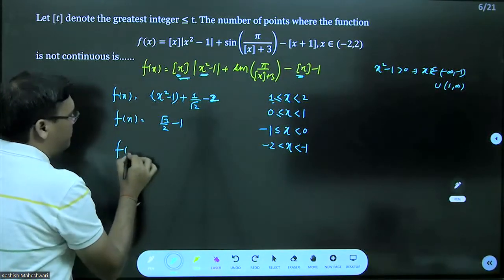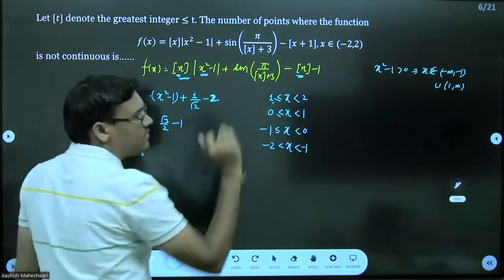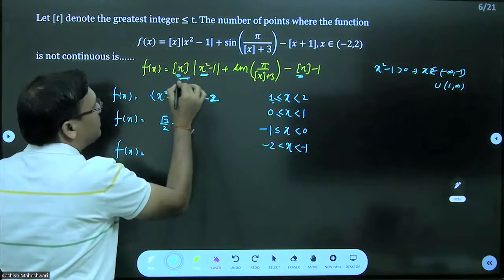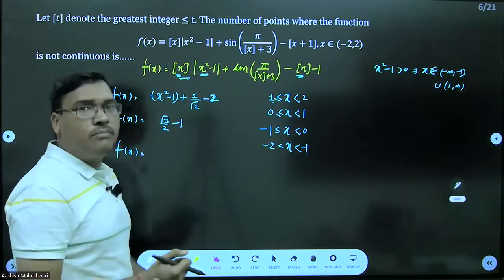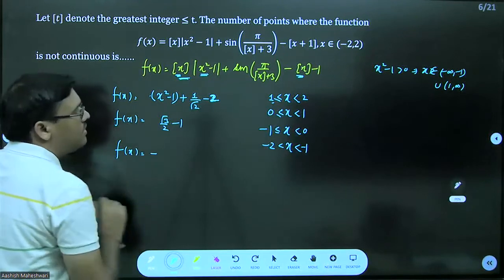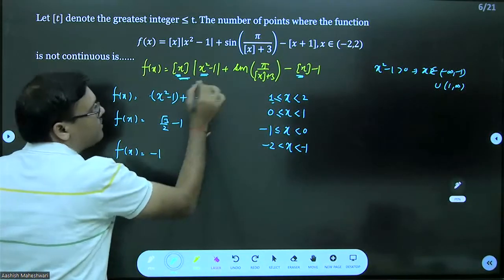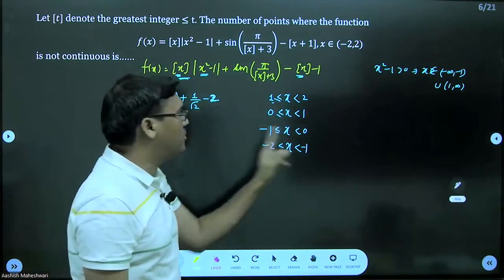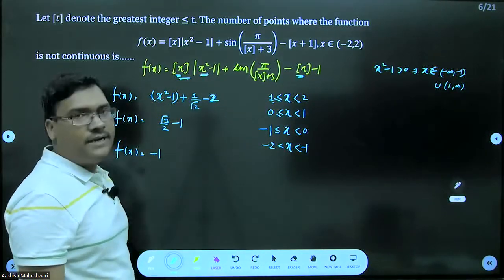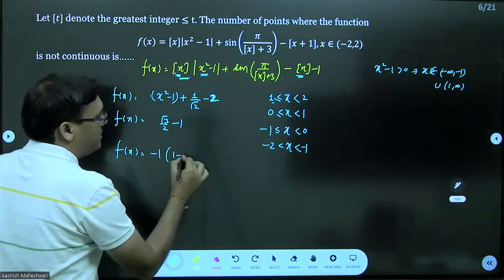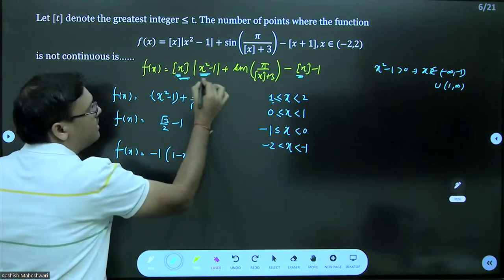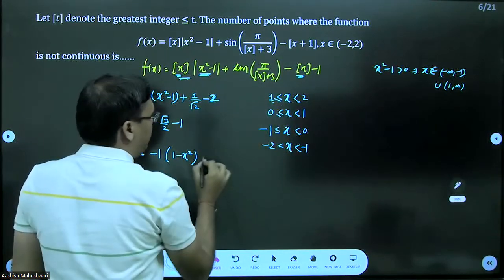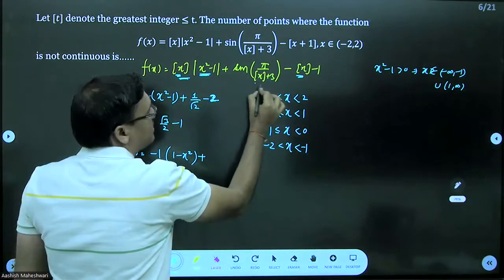What is f(x) in the interval minus 1 and 0? Between minus 1 and 0, the value of box of x is minus 1. Okay? x square minus 1 will be a negative value, since if you put any value between minus 1 and 0 the result is negative. So write this as 1 minus x square, making it positive. This will become sin, and box x will be minus 1.